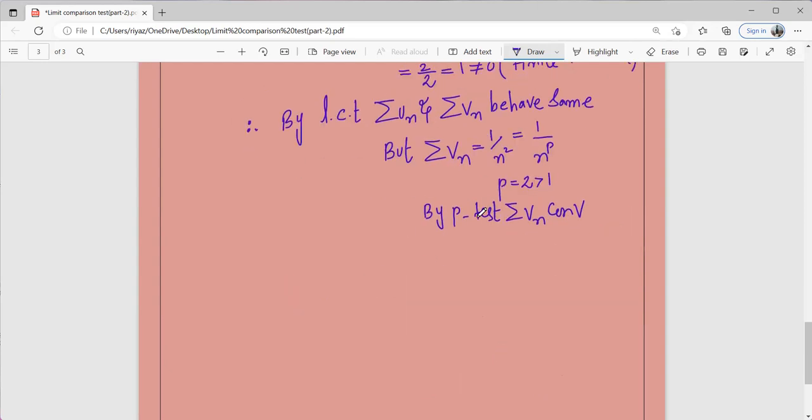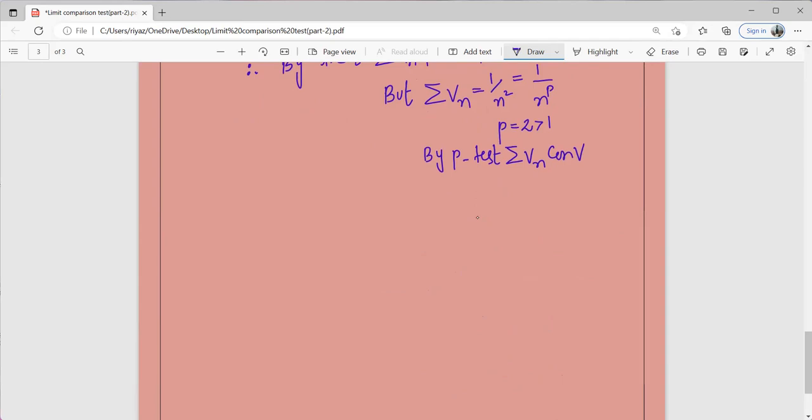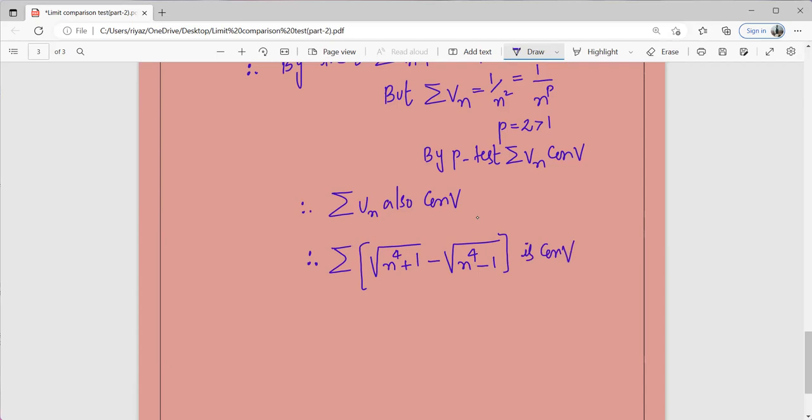So what do you say? If summation vn convergent, therefore we can also say that by statement summation un also convergent. Summation un convergent, summation un also convergent. Therefore, the series of this form, summation root of n to the power of 4 plus 1 minus root of n to the power of 4 minus 1, this is convergent. Okay, this problem is finished.